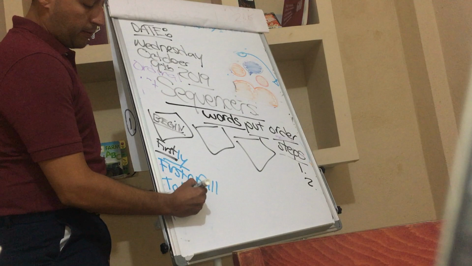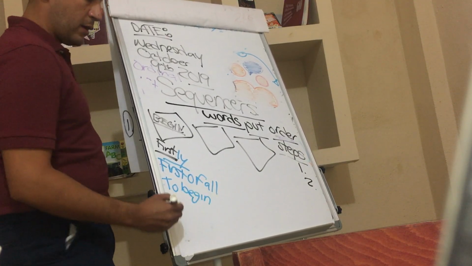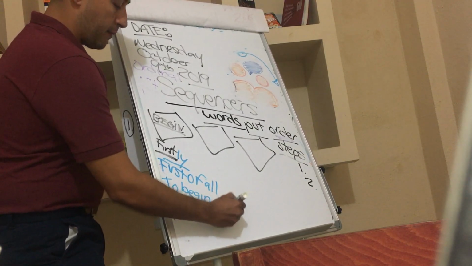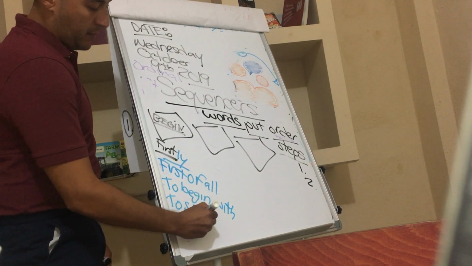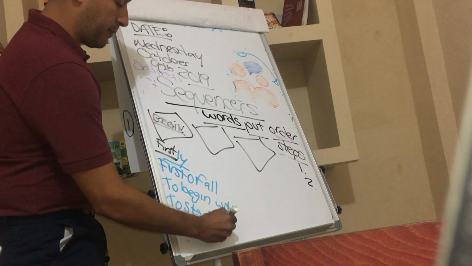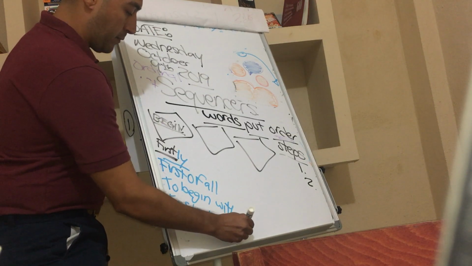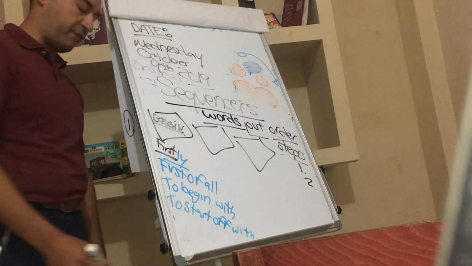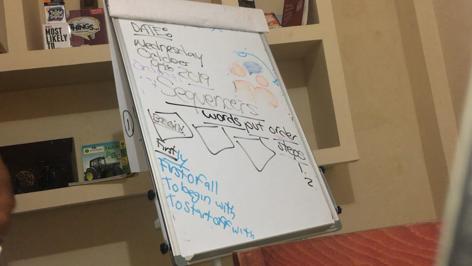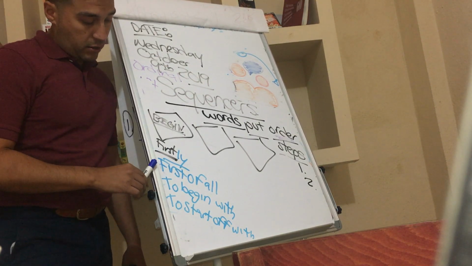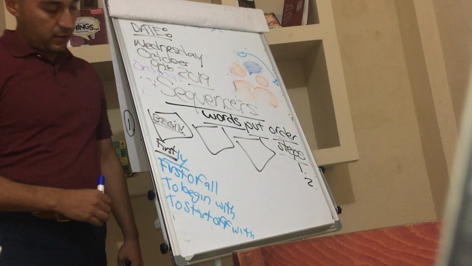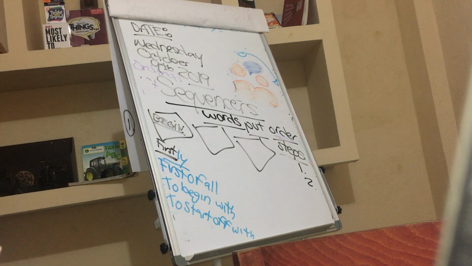To begin with. To start. To start off with. To start off. Good. Firstly, first of all, to begin with, to start off with. Excellent. So that's four weapons.